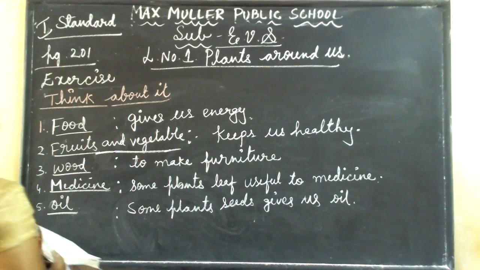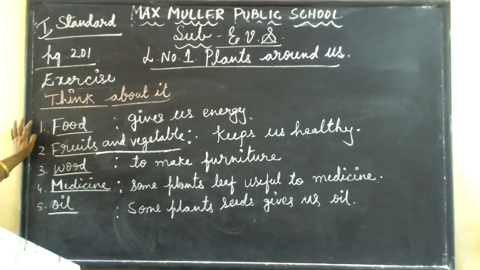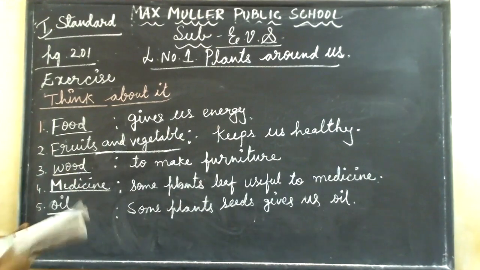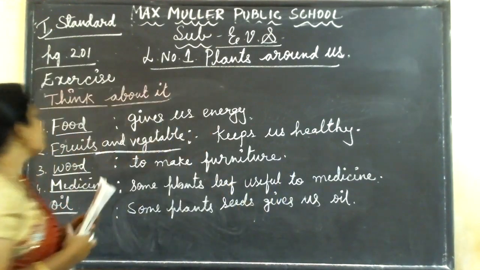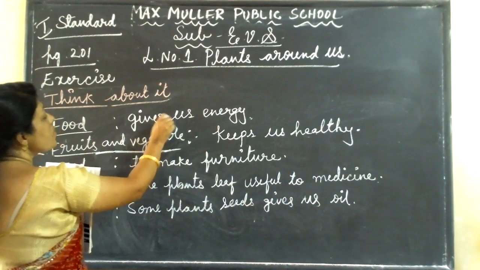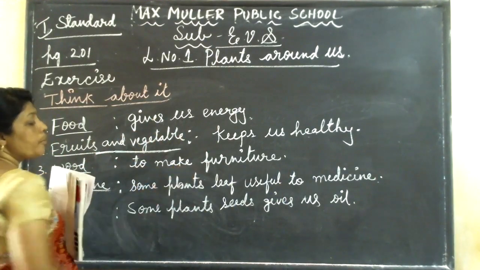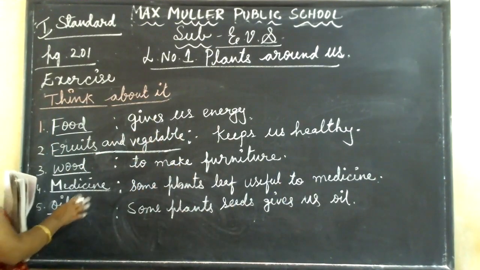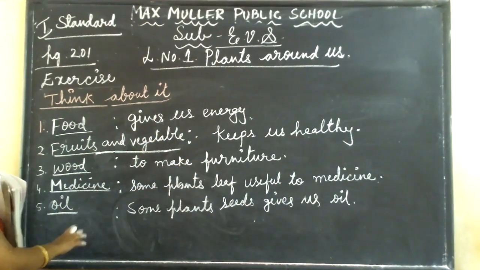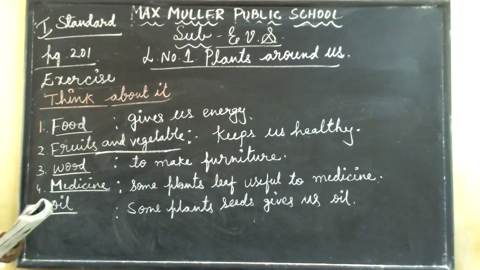So these are all the things we get from plants: food, fruits and vegetables, wood, medicine, and oil. Food gives us energy, and fruits and vegetables keep us healthy. Wood we use to make furniture, and medicine: some plant leaves we use as medicine also. Oil: some plant seeds give us oil, isn't it, children? These are all the benefits from plants.